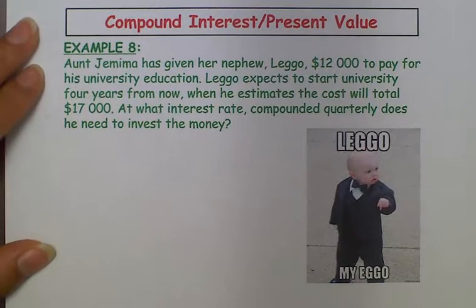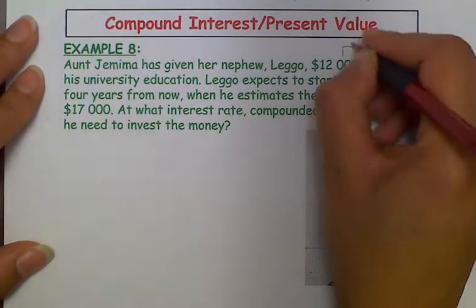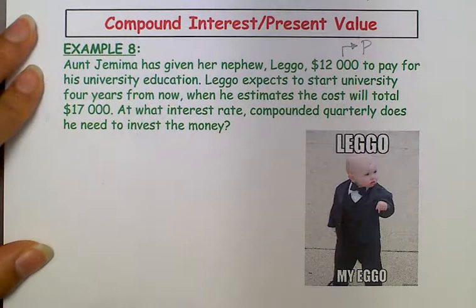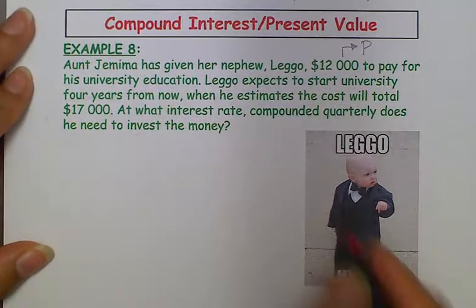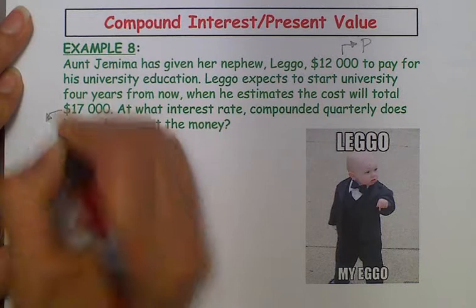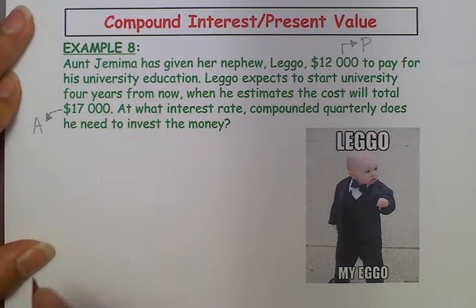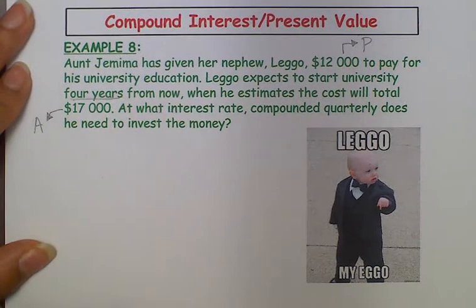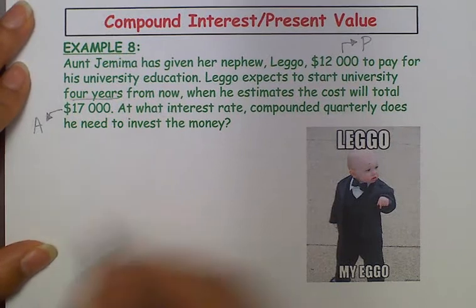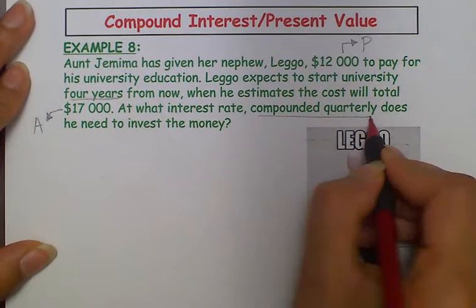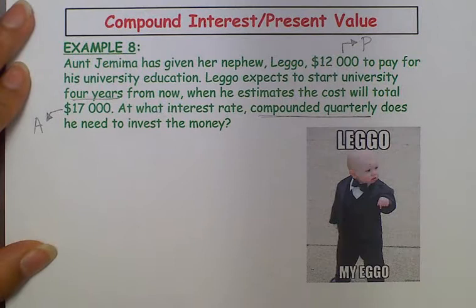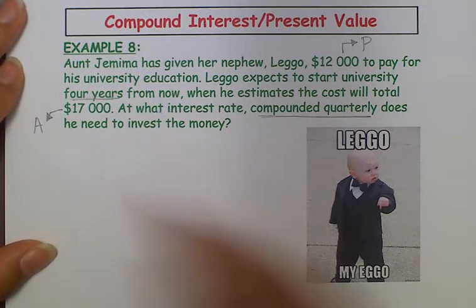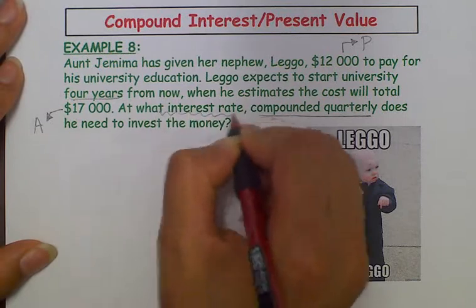So if we take a look at the information that we have, the $12,000 is how much money he needs to invest right now. So that's the principal amount. The $17,000 represents how much money he needs to have at the end of the 4 years. So that's the accumulated amount. We're told how long he's investing for, which is important to help us figure out the number of compounding periods. And we're also told that the interest is compounded quarterly, so that'll help us figure out the number of compounding periods and the interest rate per compounding period. And what we're looking for is what the interest rate is that he needs to invest the money in.